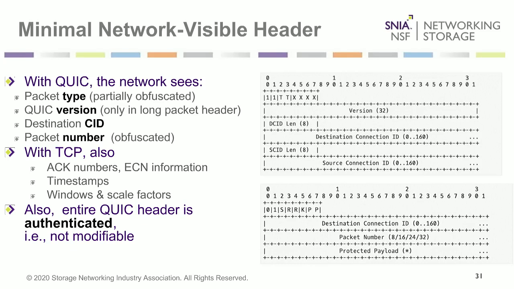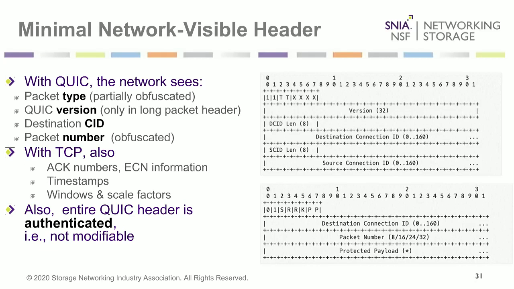You can see a destination connection identifier on all packets. That is kind of hard to hide, but that's a pretty long random string. And you see a packet number, which is obfuscated. It's not encrypted, but we're making it pretty difficult for the network to observe the packet numbers, because we want to prevent the network from assuming it has those packet numbers available.